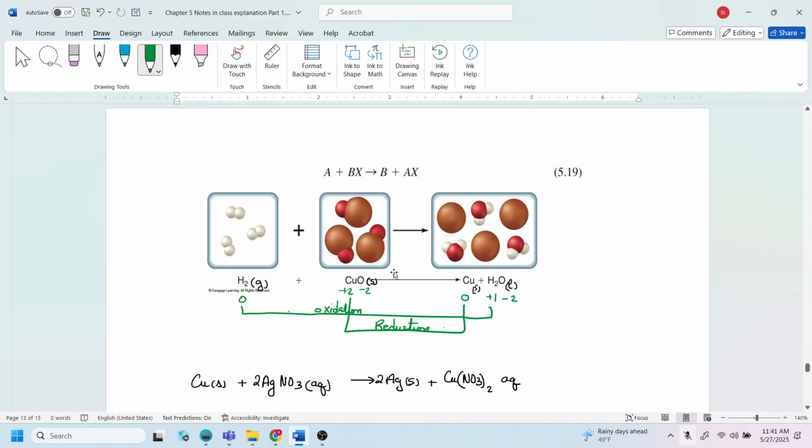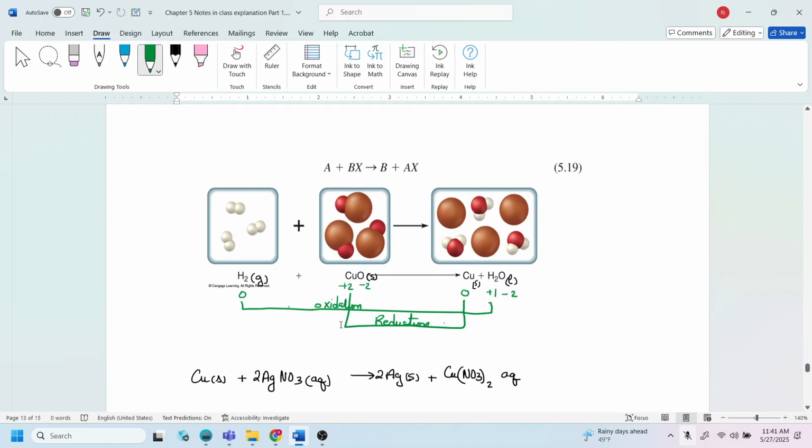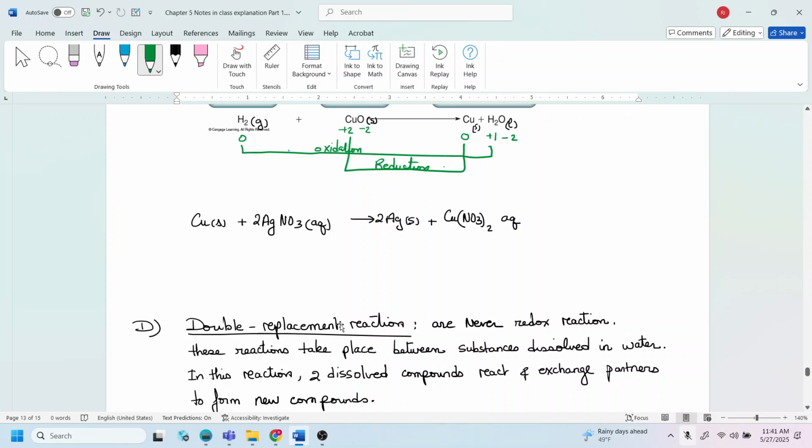It is a single replacement in there. Copper is going to be now my solid. This is going to be my element that is formed, and then the hydrogen will combine with the oxygen. Another example: copper solid, silver nitrate, forming an Ag+.